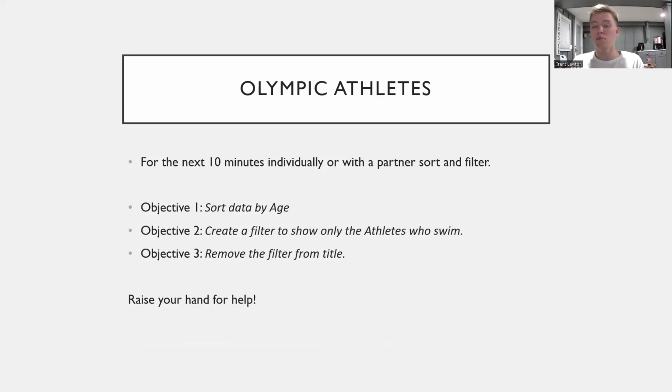All right, so for the next 10 minutes, you guys are individually, or with a partner if you need help, using that sort and filter function to do three things. Objective 1 is sort data by age. So like we just sorted by name, you're going to sort by age this time. So you're going to go to that age column. Objective 2 is creating a filter to show only the athletes who swim. So it's going to say swimming, and you're going to make sure you can click select all or unselect all so that you can click that swimming category. And then objective 3, you're going to remove that filter from the title.